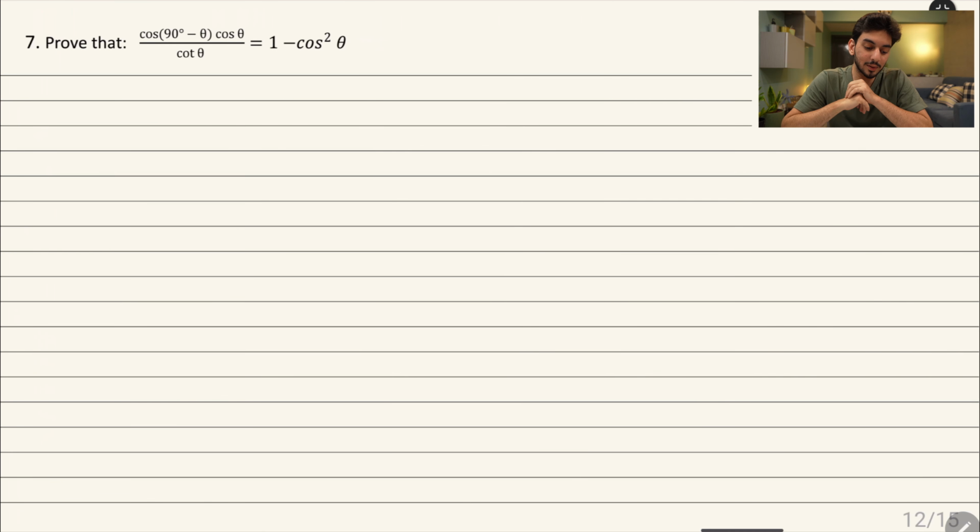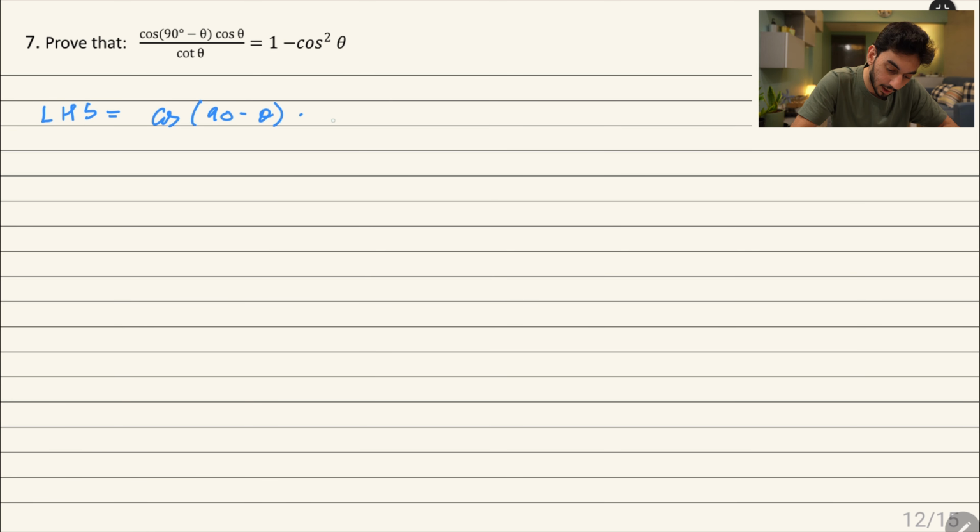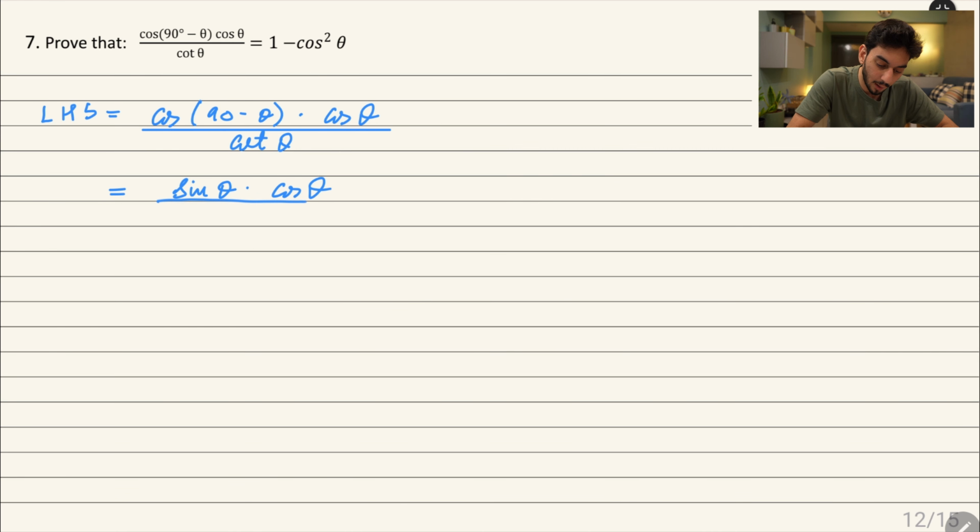Okay, next. Now this one says prove that cos of 90 minus theta times cos theta upon cot theta is equal to 1 minus cos square theta. I'll be starting with my left hand side. So the left hand side is cos of 90 minus theta times cos theta, the whole thing upon cot theta. We know the rule, cos 90 minus theta is sin theta. So I can just write this as sin theta times cos theta upon the cot theta, which can be written as cos theta upon sin theta.